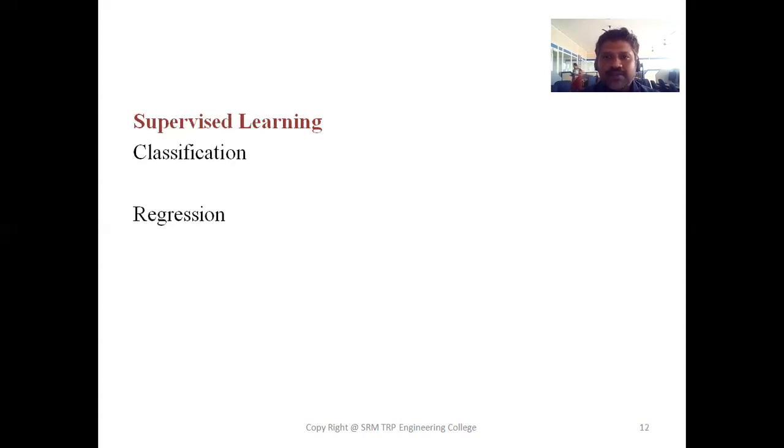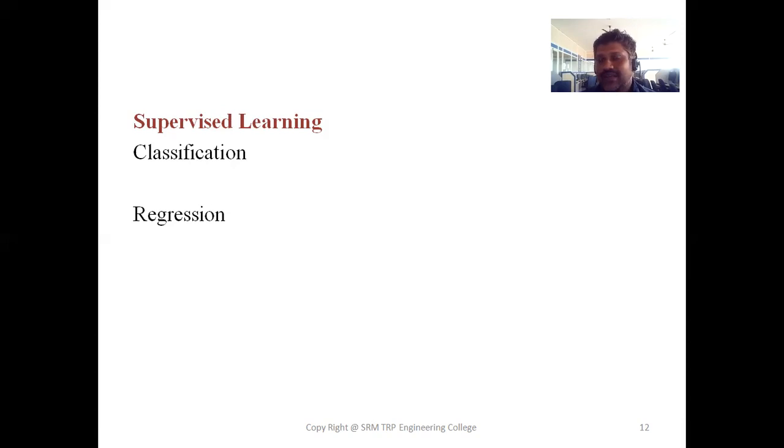The recommender system is based upon a technique called machine learning. In machine learning, we have two types of learning. The first one is supervised learning. In supervised learning, we have classification and regression. In supervised learning, we know the target label. Once you know the target label, we can easily classify depending upon the other features. That is called classification.